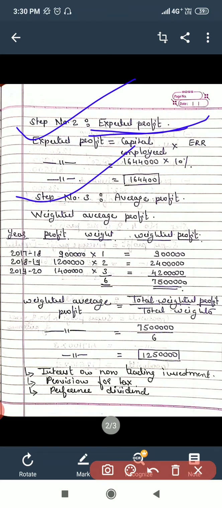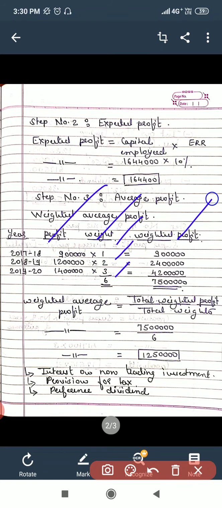Now the step number 3 is the average profit. Now see, you have been instructed in instruction number 5 that calculate on the basis of weighted average. So that is why we will take into consideration the weighted average profit. How many years you have been given? You have been provided the profit for last 3 years, that is 2017-18, 18-19 and 19-20, and the profit is respectively 9 lakhs, 12 lakhs and 14 lakhs. Now what are the weights we will assign? 1, 2 and 3. The next step, profit multiplied by weights, you will get your weighted profit.